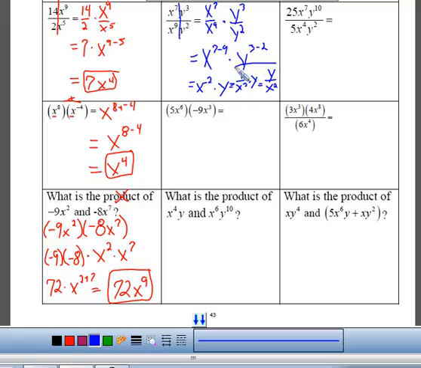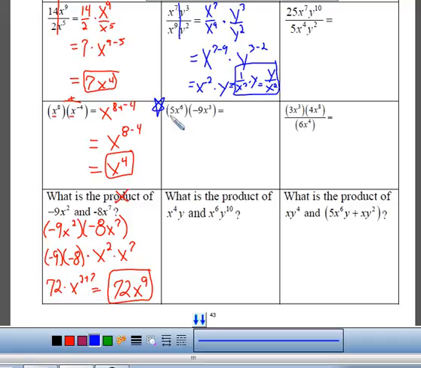I would accept either of these answers, but the best answer is y over x squared. Okay, the next one. You know what? I think I'm going to help you set this one up, and then I'll let you finish this one.